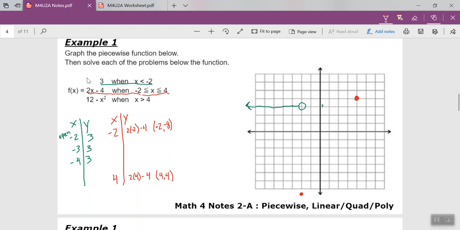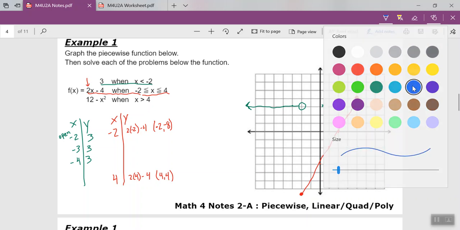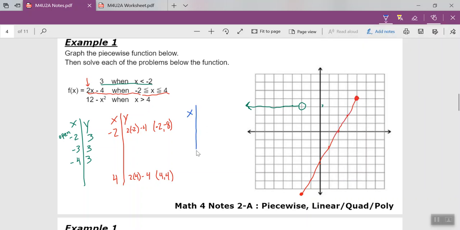And, you know, this is a linear equation, which means I have a slope of 2. So I know I'm going to go up 2 over 1, up 2 over 1, up 2 over 1, up 2 over 1, up 2 over 1, and up 2 over 1. So I'm going to connect those two endpoints. And that is my middle piece. That is the graph of the middle piece. Now, you can do the whole t-chart if you want to, but I'm mostly concerned with the start and the endpoints.